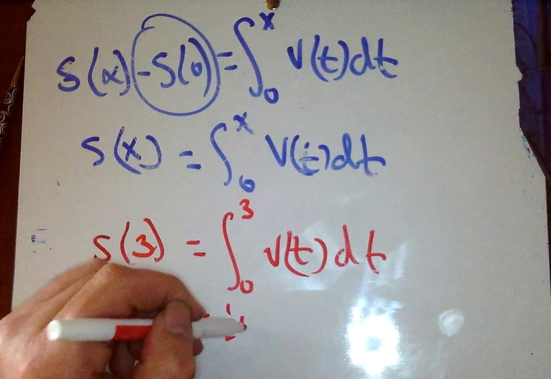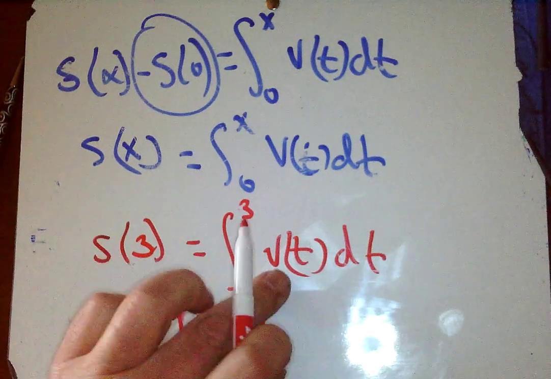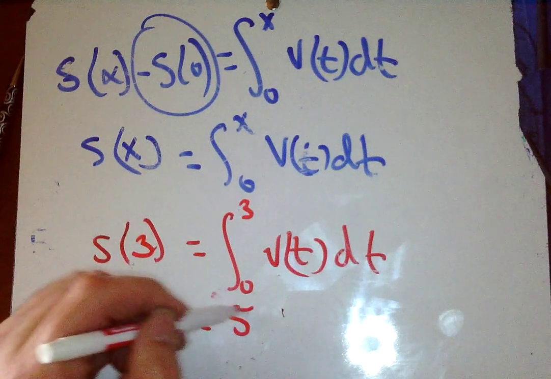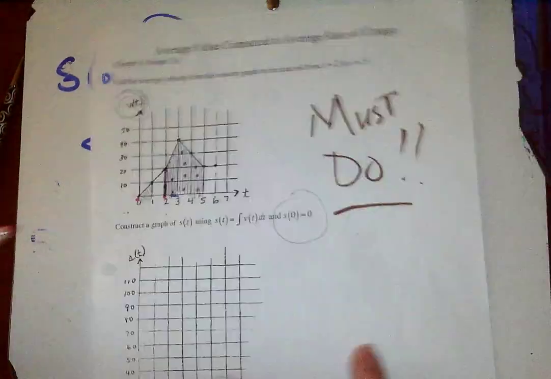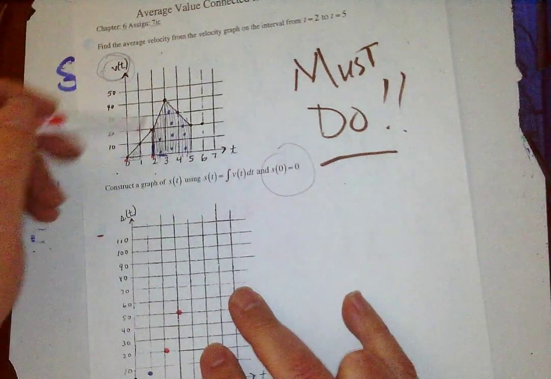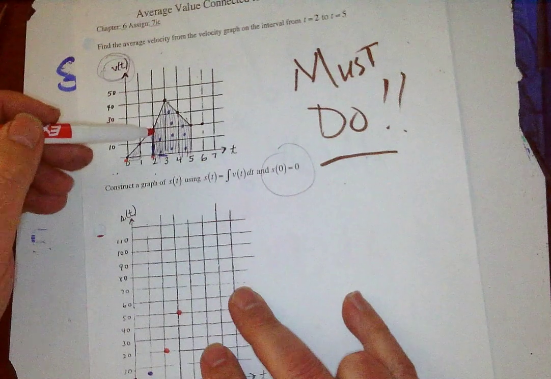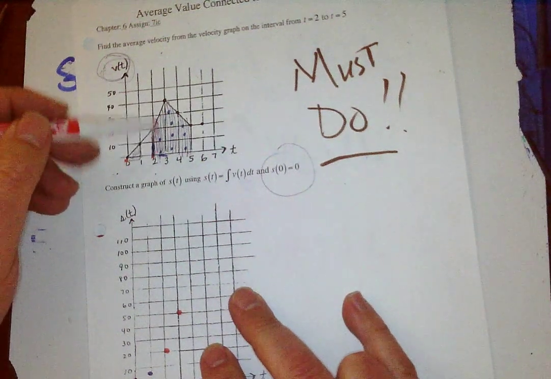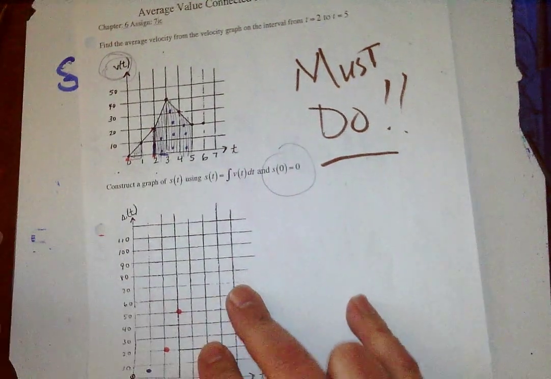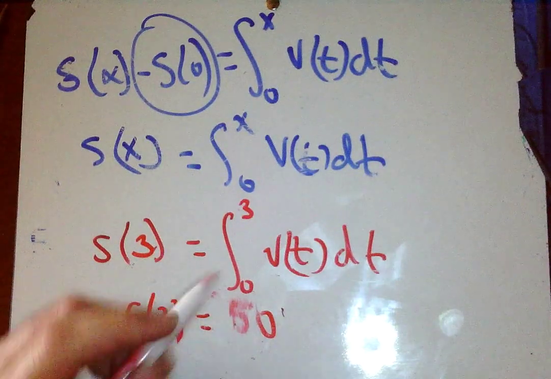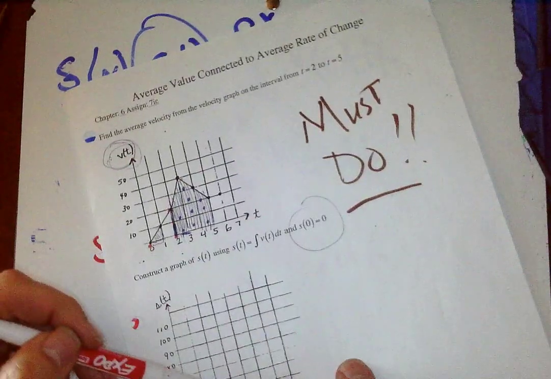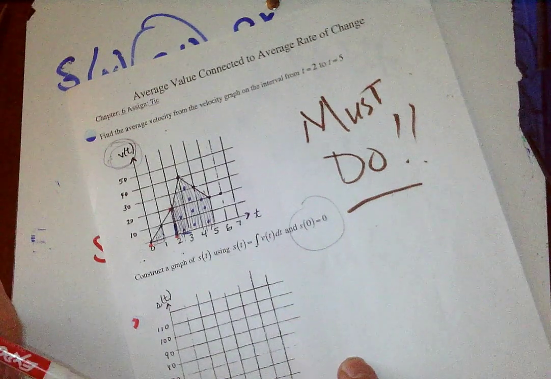So when I plug in my 3, I get s of 3 equals these areas. I don't want to do it by adding fractions; I just want to count the boxes and say that's 50, and make that mark. What I really wish I could do is use one area formula here, but I can't, because this isn't a triangle. This is a trapezoid, this is a triangle, and I can't use just one formula. So maybe I want to do something a little different. I was able to get that 50 and plot that at 3.